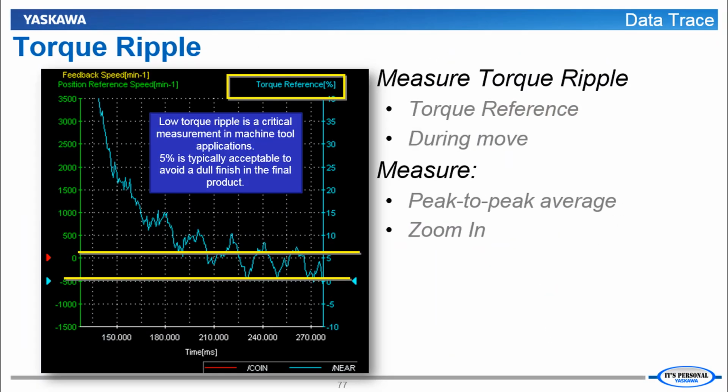Now let's look at measuring torque ripple. Sometimes it's also referred to as the noise on the torque signal. You'll need to zoom in at the torque reference signal and attempt to measure the peak-to-peak or estimate the peak-to-peak high-frequency noise that you see on that signal.